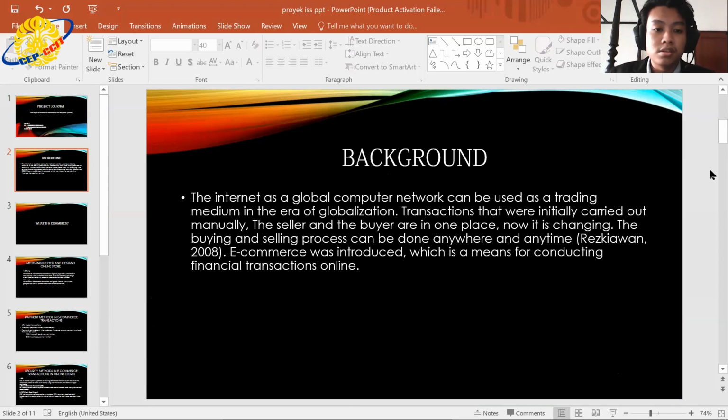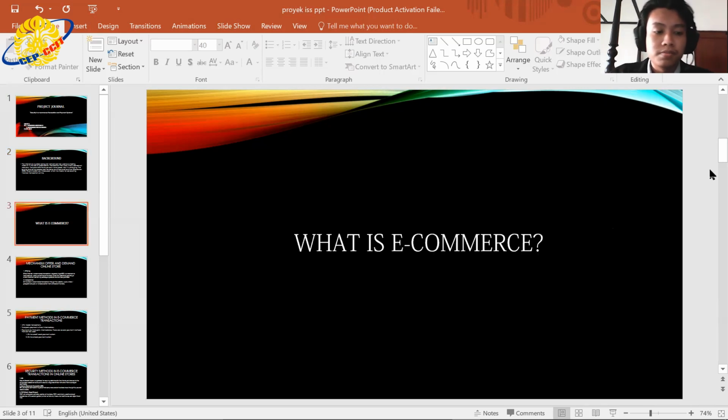First, the internet as a global computer network can be used as a trading medium in the era of globalization. Transactions that were initially carried out manually, with the seller and the buyer in one place, are now changing. The buying and selling process can be done anywhere and anytime. By Reskiawan, 2008, e-commerce was introduced, which is a means for conducting financial transactions online.